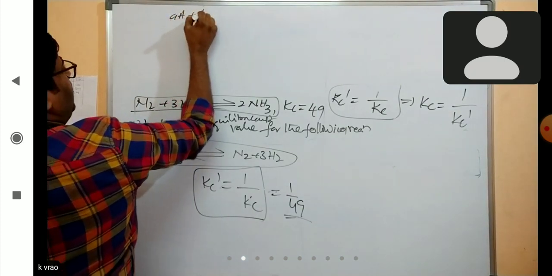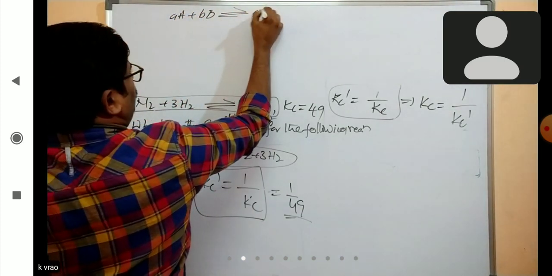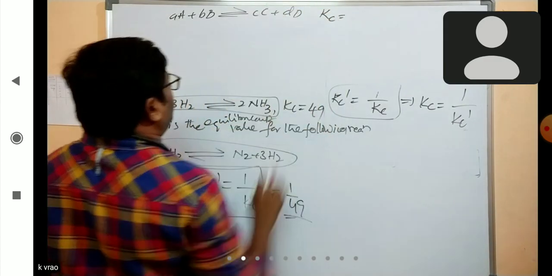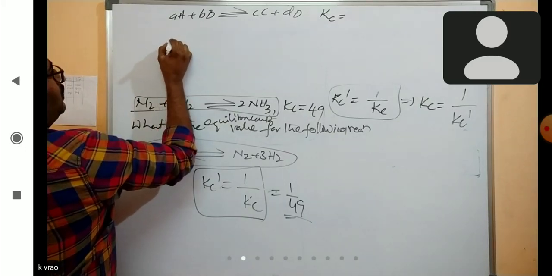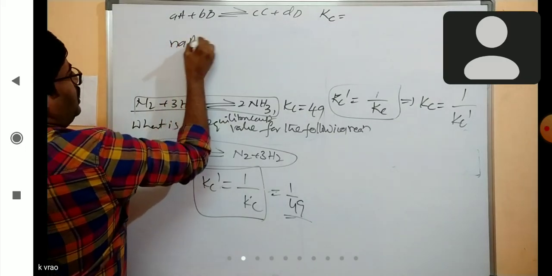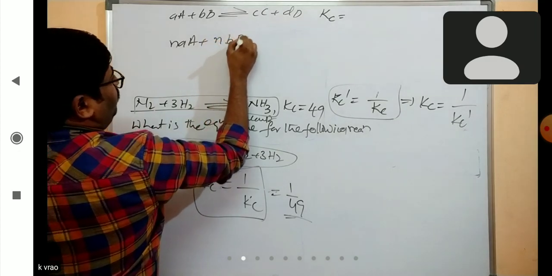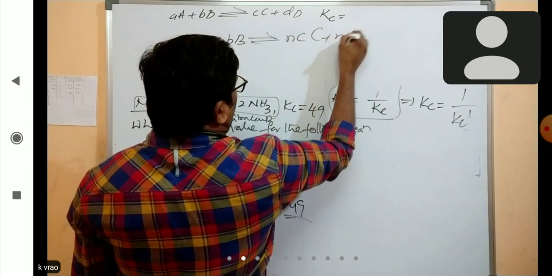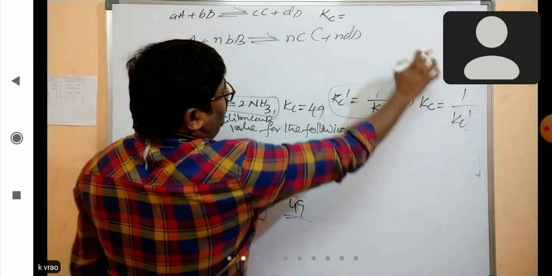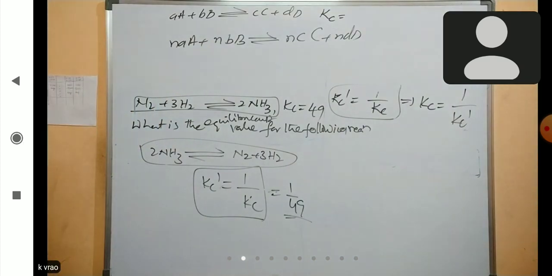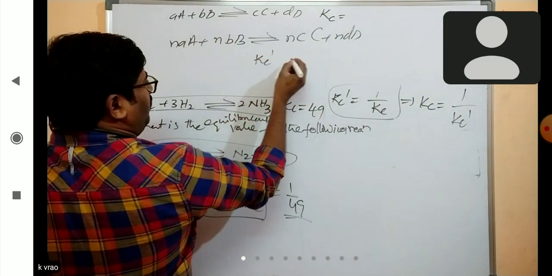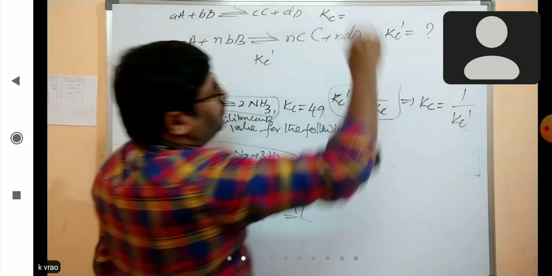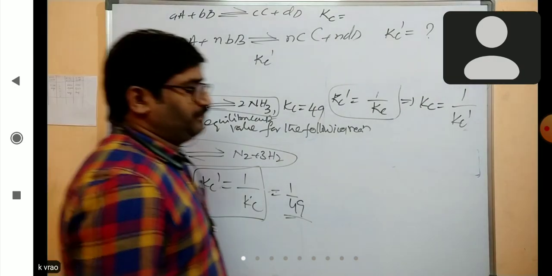So a moles of A plus b moles of B gives c moles of C plus d moles of D. The equilibrium constant for this reaction is Kc. And if I take n into a moles of A plus n into b moles of B gives n into c moles of C plus n into d moles of D, again it is multiplied with a factor n. Then what is the relation between Kc and Kc prime, the equilibrium constant for this reaction? What do you expect here?